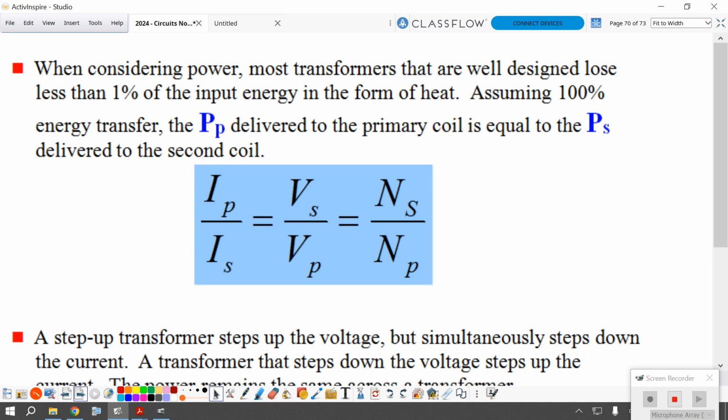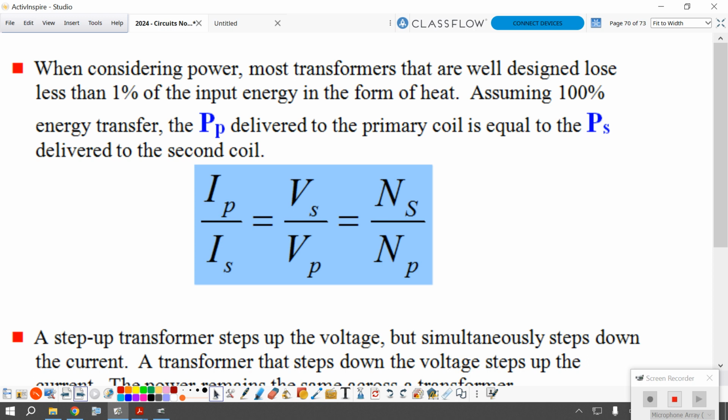Now, assuming that the energy transfer is 100%, and we're going to start with that, we're not going to talk about the inefficiencies of it, the power delivered to the primary coil is equal to the power delivered to the secondary coil. Hold on a second. Think about that. Assuming it's 100% efficient, which it is very, very close to, power in equals power out.